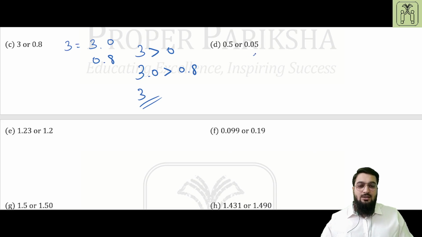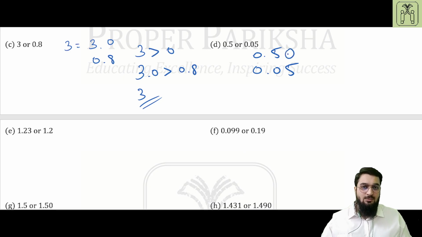Coming to part D, that is 0.5 and 0.05. In order to make both of them look similar, we will add a 0 at the extreme right of the decimal, because that will not change the value of the decimal. After that, we'll start comparing. Here the number of digits is the same, and the value is also the same. Jumping to the next subsequent digit on the right, it is 5 and 0. So 5 is greater than 0, therefore 0.5 is greater than 0.05.